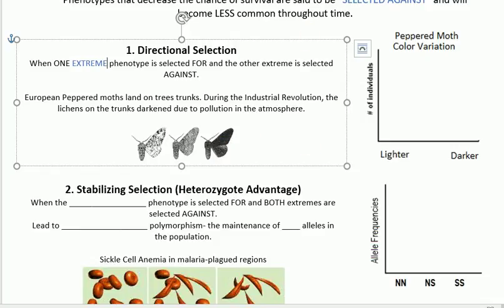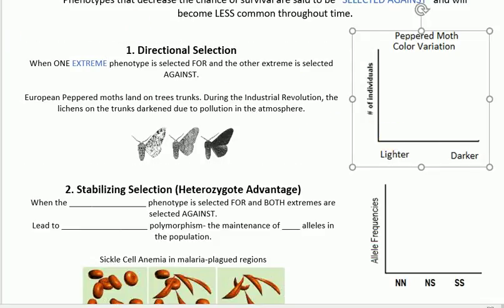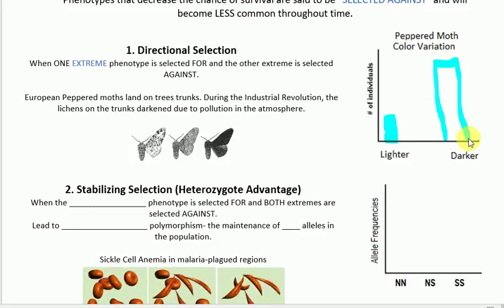So if we were to graph that, then we are looking here. The lighter is going to be a smaller amount, and the darker would be a larger amount.